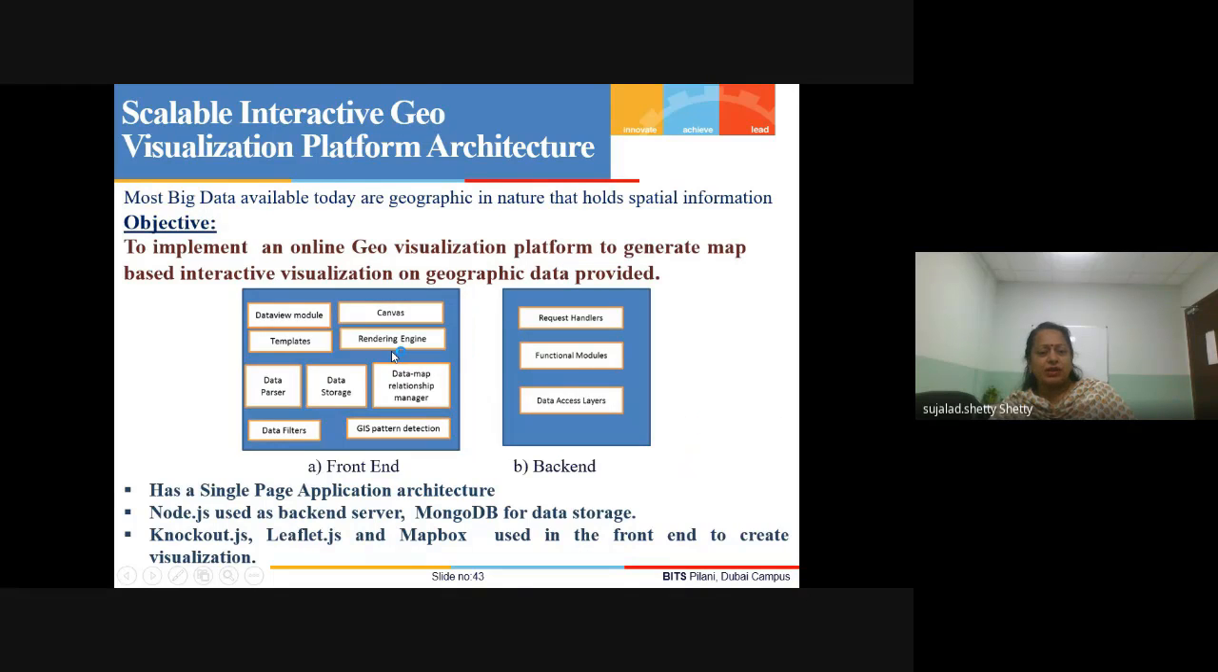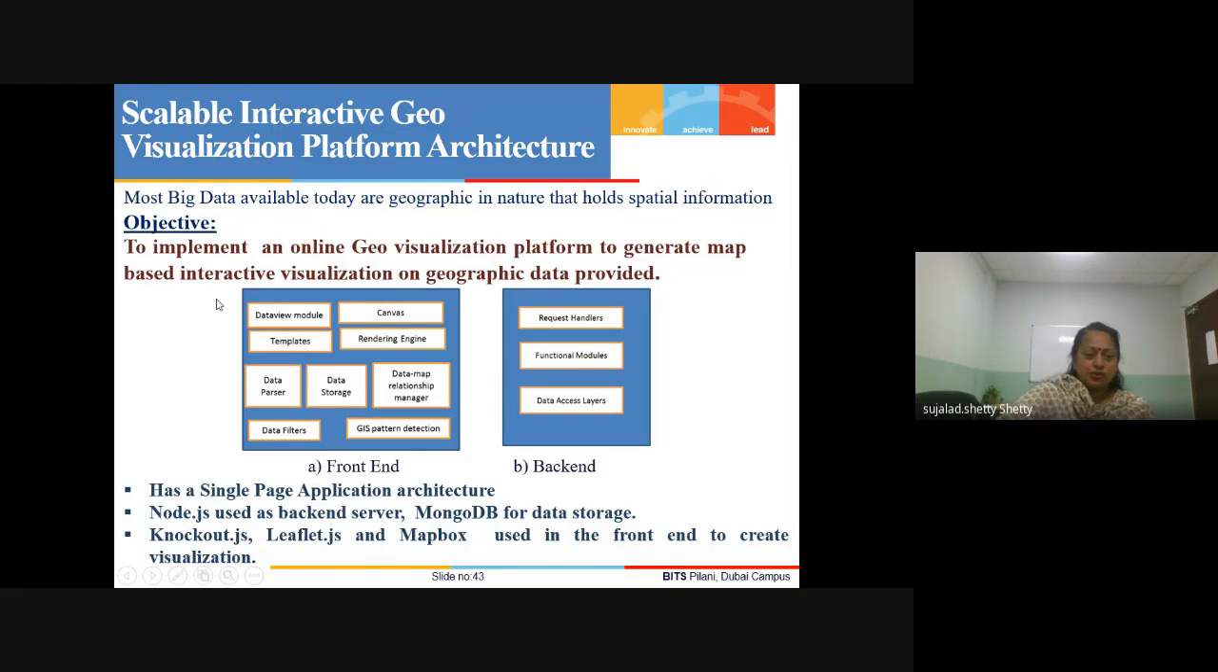Another application that we worked on was a geo visualization platform. In this case, we worked with a tool that was ArcGIS. It was a single page application, running on Node.js in the backend. MongoDB was used for storage of the big data. And then to get all the visualization features, different tools like Knockout, Leaflet, Mapbox, etc. were used to create the visualization.